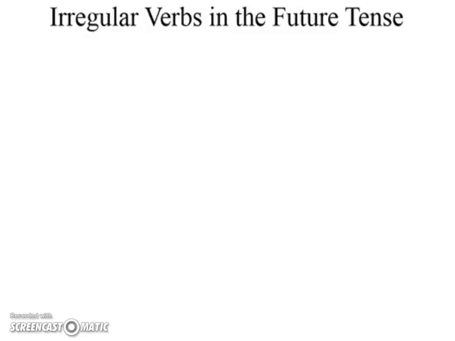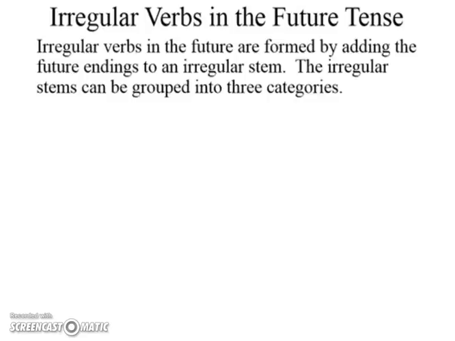Now let's talk about irregular verbs, okay? So irregular verbs in the future are formed by adding future endings to an irregular stem. So again, the endings will be the exact same 6 that you saw for regular verbs. It's pretty cool, right?